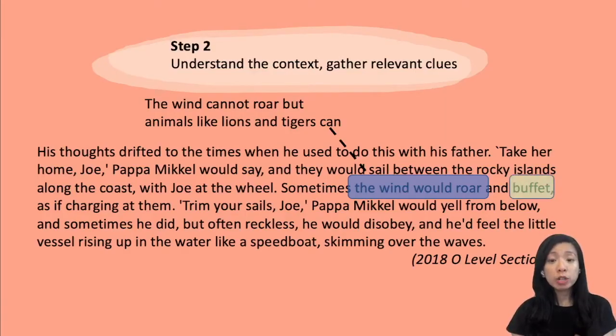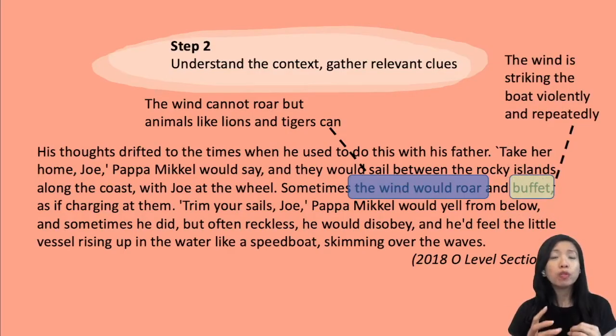Now, the second clue is the word buffet. So buffet, as we mentioned before, means to strike very repeatedly and violently at something, right? So here, the wind is striking the boat very violently and repeatedly as well.